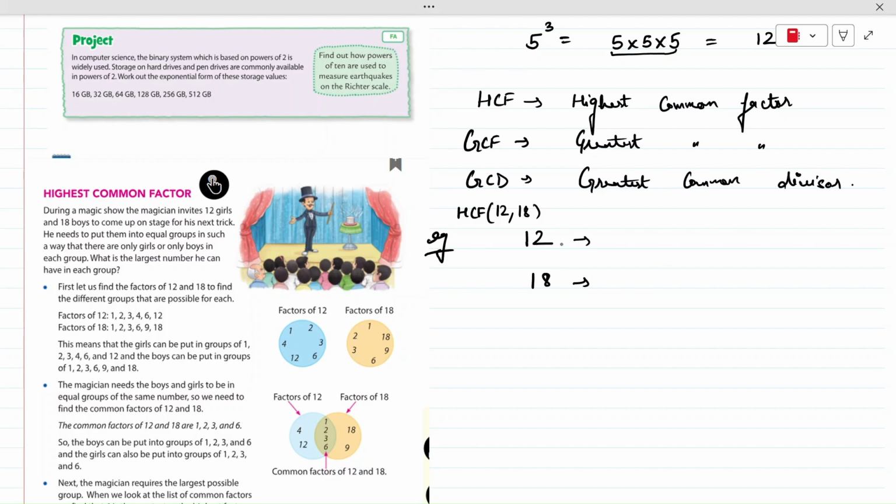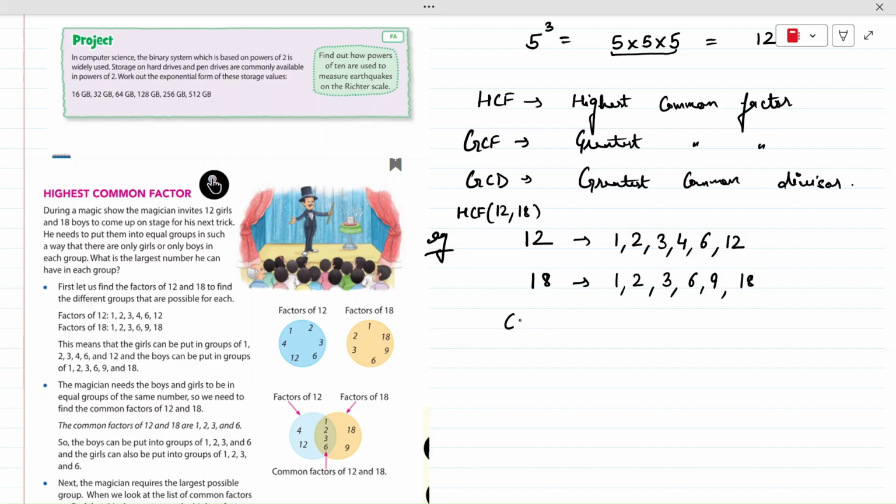So what are the factors of 12 and 18? Let's do this. 1, 2, 3, 4, not 5, 6, and then not 7, 8, 9, 10, 11, and 12, the number itself. Coming to 18, we have 1, 2, 3, 6. After 6 we have 9, and after 9 we have the number itself, that is 18. So these are the factors of 12, and these are the factors of 18.